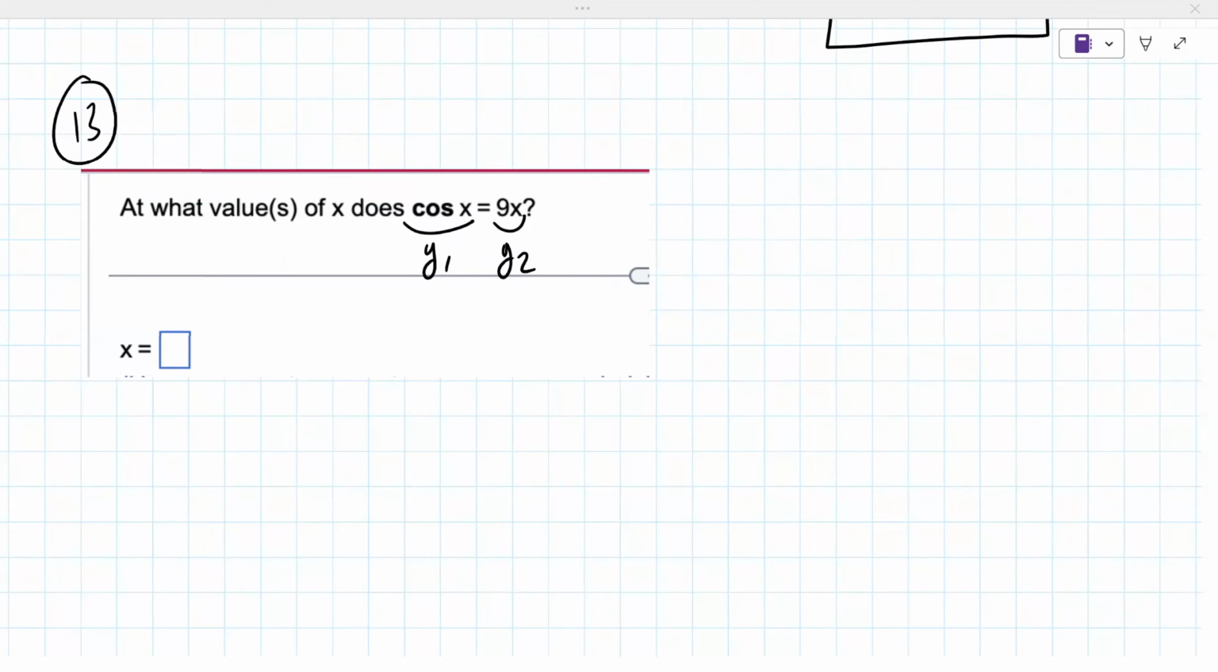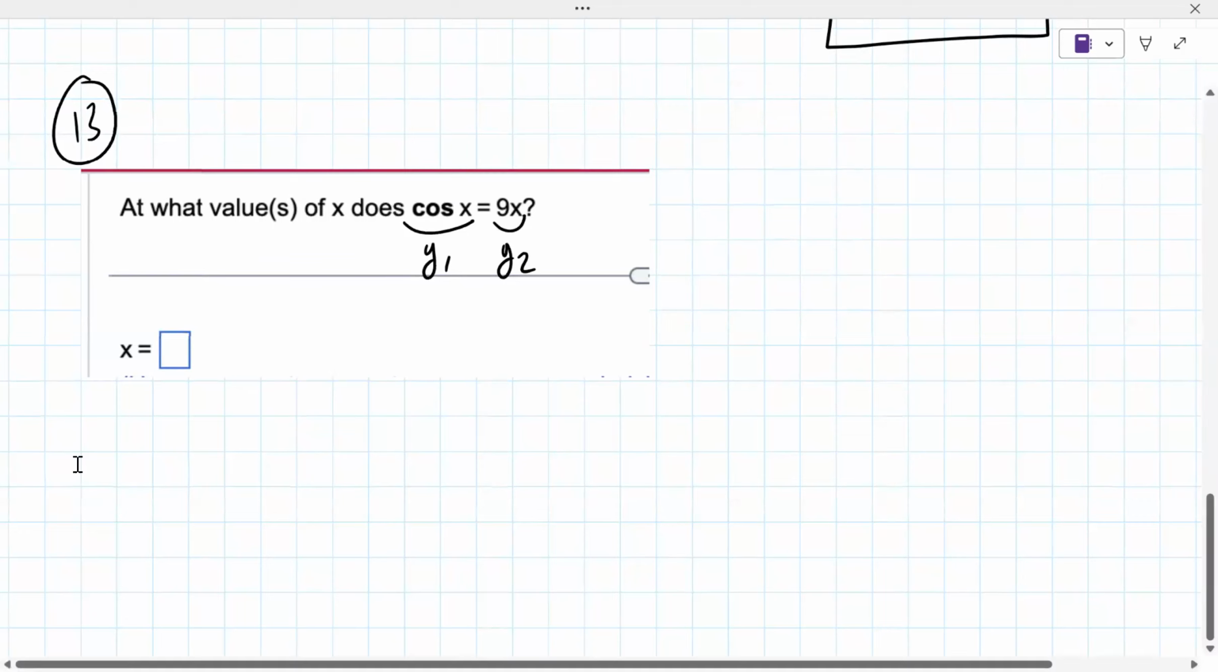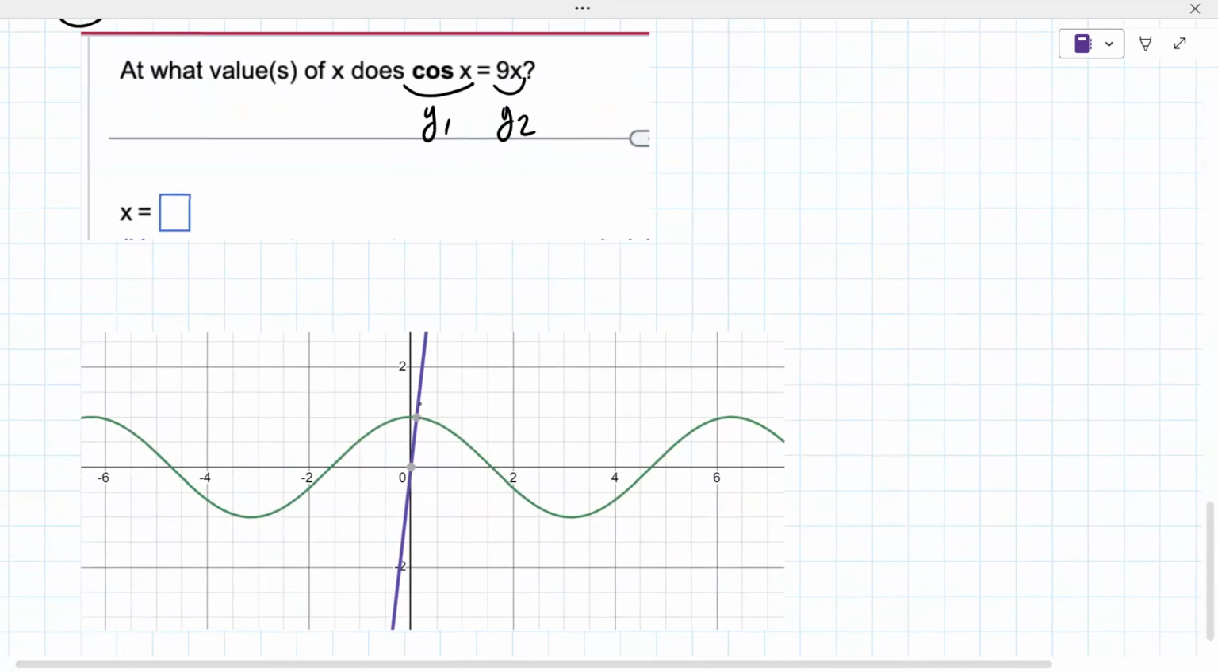So cosine x, and it does say from 0 to 2 pi. Let me see here. What does it say? It does not. Okay, that's good. Sometimes they give you some restrictions on this. Now, if you get the graph of this, there's just one place where they intersect right there, and they just want the x value. What does it want here? 2 decimal places, so 0.11. You're just finding the intersection.